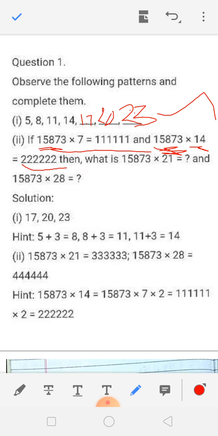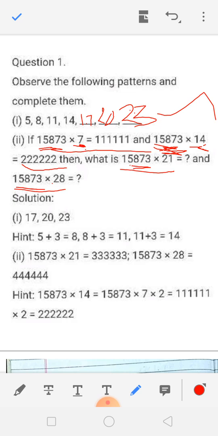And then what is this value and this value? So look at that, all the numbers are the same: 15873, 15873, 15873, 15873. So what is the change? Only the multiplication value changes. This is 7, this is 14. So therefore this is the 7th table. So what is the 7th table? 1 seven is 7, 2 sevens are 14, 3 sevens are 21, 4 sevens are 28.